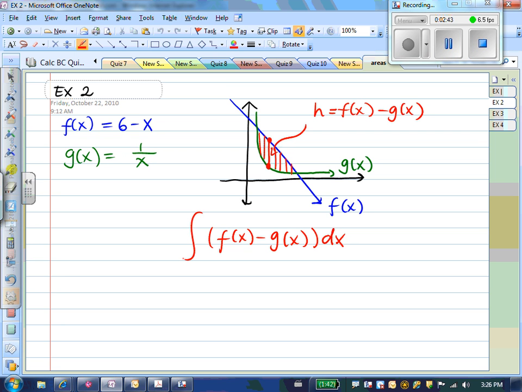That's the integral. And now the question is, how do I find the bounds? Well, in this case, I would just use the graphing calculator, figure out what the bounds are, and plug it in. So from A to B, whatever those turn out to be, they are probably going to be decimals.